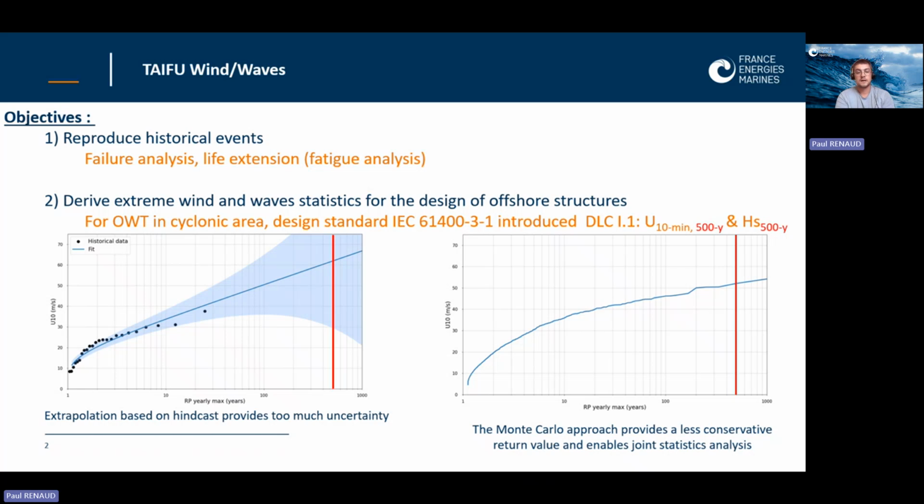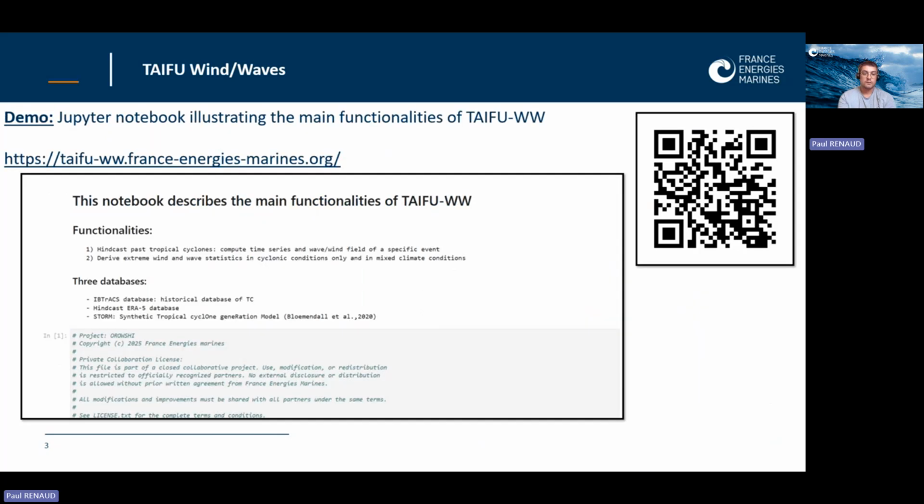Currently, the IEC recommends using a Monte Carlo approach to derive wind statistics, while the wave statistics are derived using a classical extrapolation method based on in-class data. So the two methods are not consistent and do not make it possible to derive joint statistics of wind and wave. So in OROWSHI, we developed a methodology to derive the joint statistics, and the method relies on the STORM database. During this session, I will present the different outputs of the TAIFU WindWaves package.